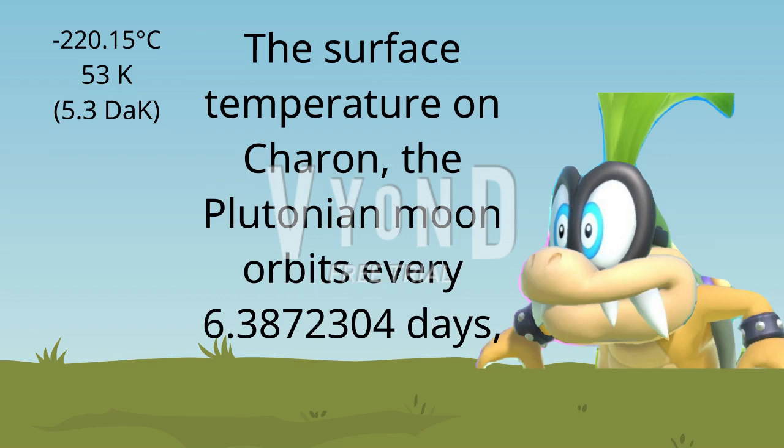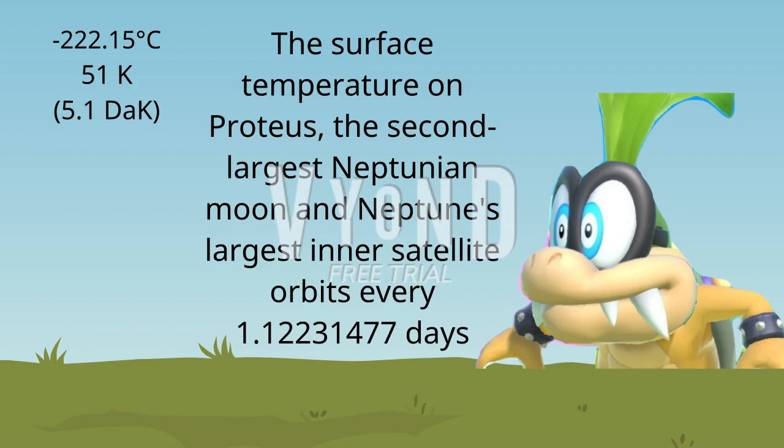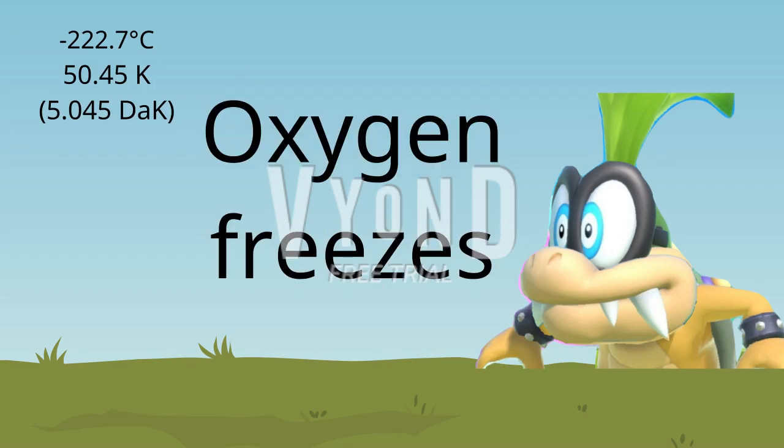That's 53 Kelvin. The surface temperature on Proteus, the second largest Neptunian moon and Neptune's largest inner satellite, orbits every 1.12231477 days, is minus 222.15 degrees Celsius, or 5.1 decakelvins. That's 51 Kelvin. Oxygen freezes at minus 222.7 degrees Celsius, or 5.045 decakelvins.